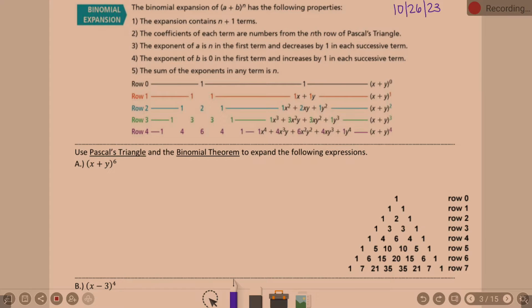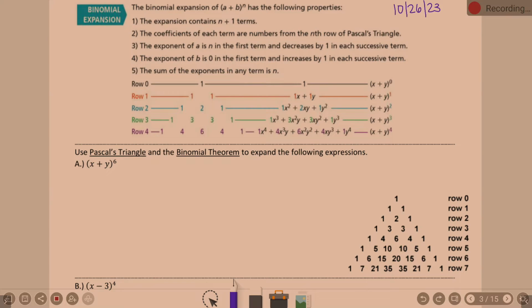Okay, binomial expansion. I had you guys look at the first example yesterday at the end and think about it, right? Do we really want to do x plus y to the 6th? Or you have 6 sets of parentheses, so you're doing what? 3 sets of FOIL to begin with, and then still multiplying 3 more times, right? And so we're going to use something called Pascal's triangle.